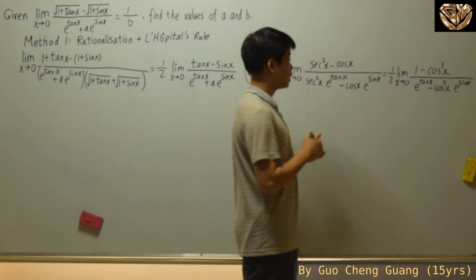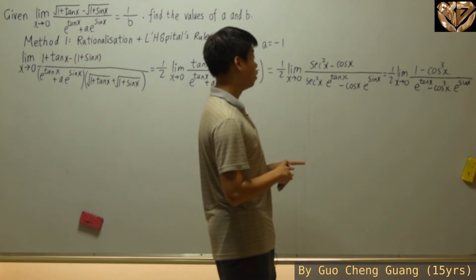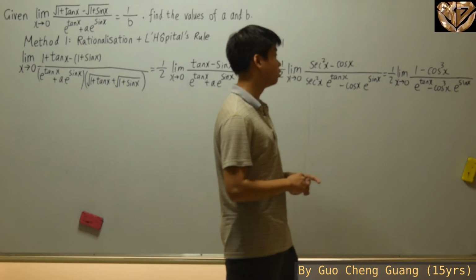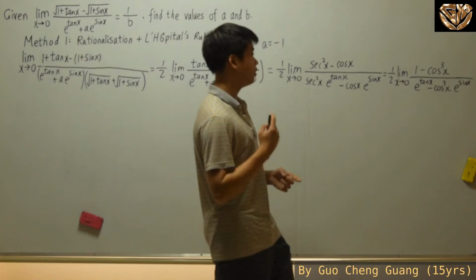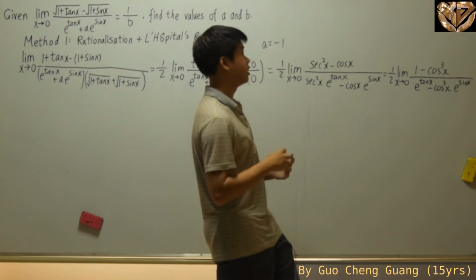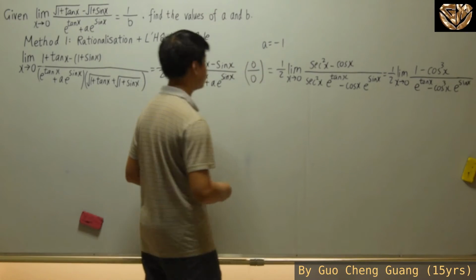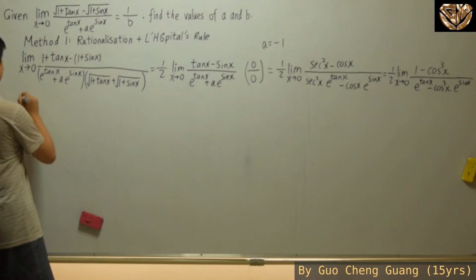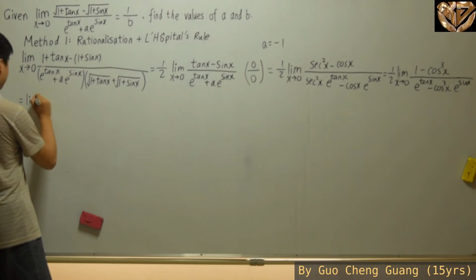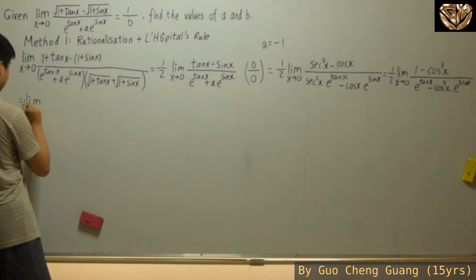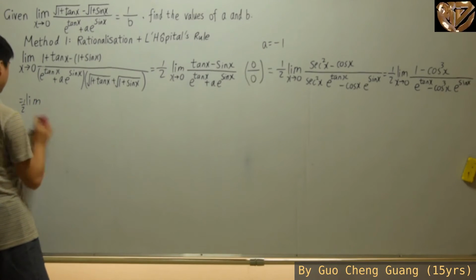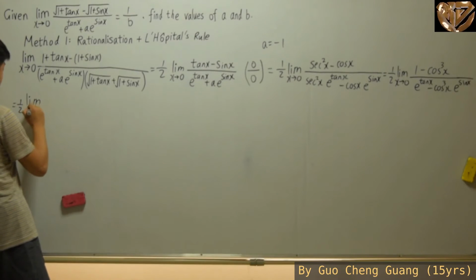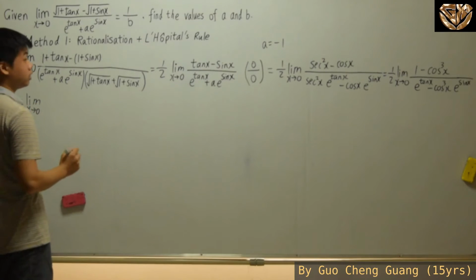Now once again, you can choose to substitute in your x value to realize that this is again still 0 over 0. But before we proceed with another round of L'Hopital's rule, let's take a look at what if we could take out some things. What do I mean by take out some things? So once again, here you'll be having your half limit as x approaches 0.